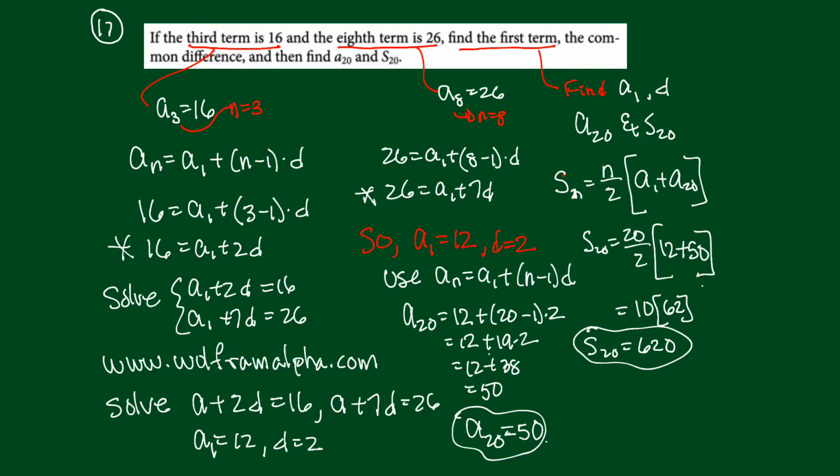So this problem asks us to find 4 things, and we found them. A1 was 12. D, the common difference, was 2. Then we wanted a sub 20, the 20th term, which was 50. Then we wanted the sum of the first 20 terms, 620. We've got it all.